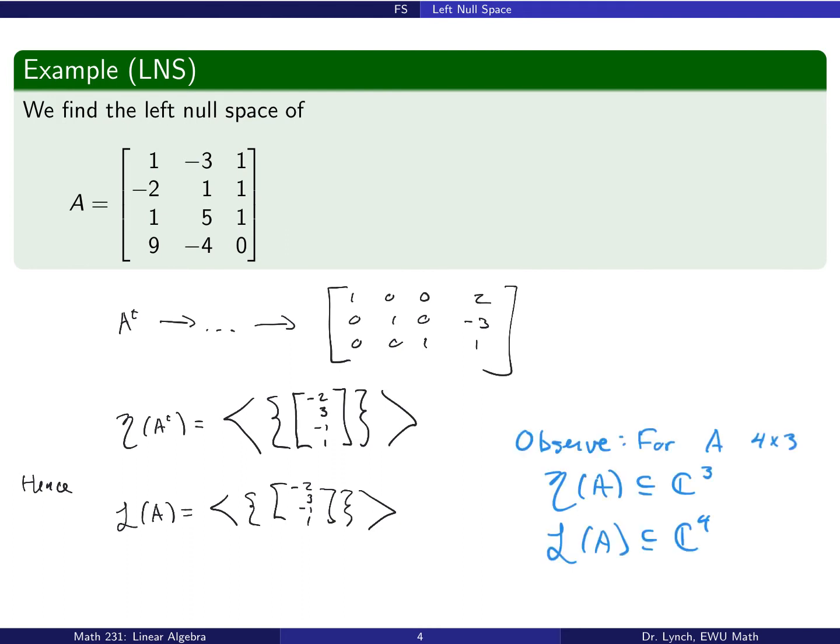I'll point out that when A is 4 by 3, the null space of that matrix A is a subset of C3, whereas the left null space of that matrix A is a subset of C4. So a little bit like the row space and column space from our last example, these things are hard to compare. As it turns out, however, they are again related, which is pretty cool.